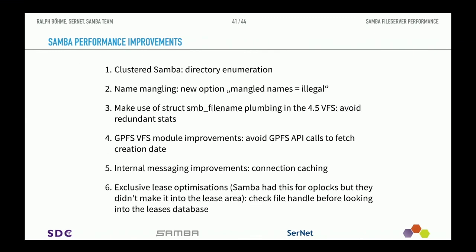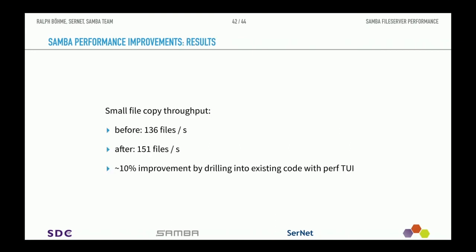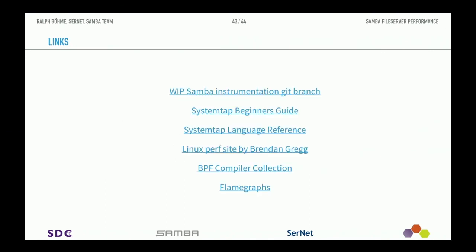For GPFS, anyone here running GPFS, we have module improvements there. Improvements in the messaging, famous last words, just a few last words there. We have the exclusive use of optimizations we talked about before. And with that, on a small file copy workload, we went from something like 136 files per second to 151. So it's a 10% performance improvement. We're not going through the roof, but we are 10% faster just by doing some micro-optimizations in several places. Some links?